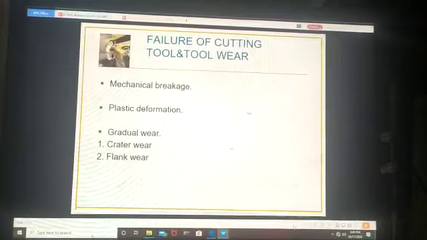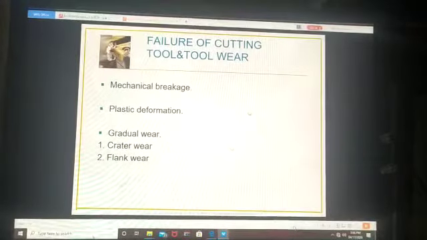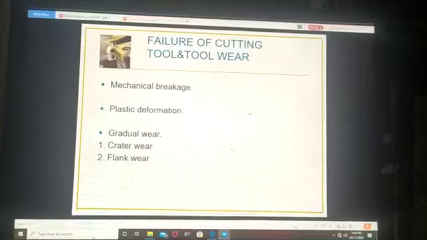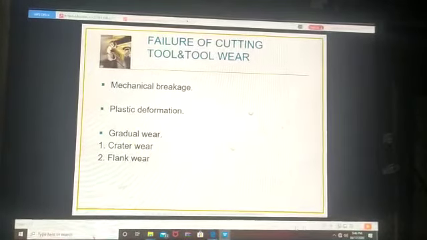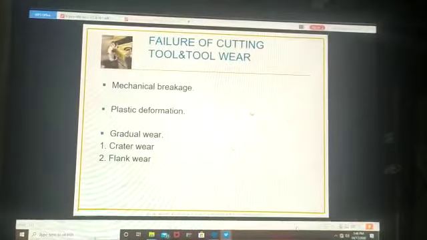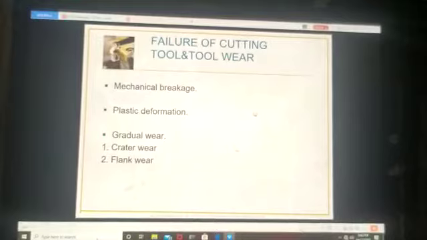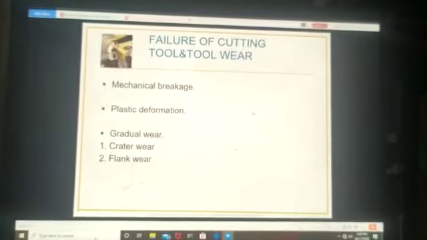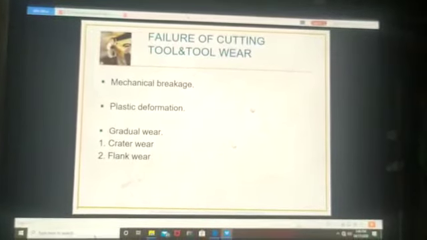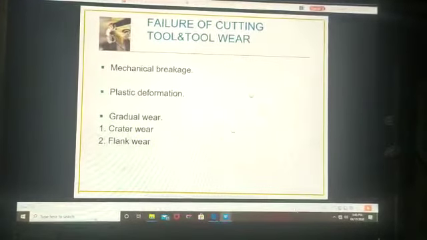Then the failure of the cutting tool and tool wear. Cutting tool wear occurs due to mechanical breakage, plastic deformation and gradual wear. And gradual wear is mainly classified into two types: first, crater wear, and second, flank wear.